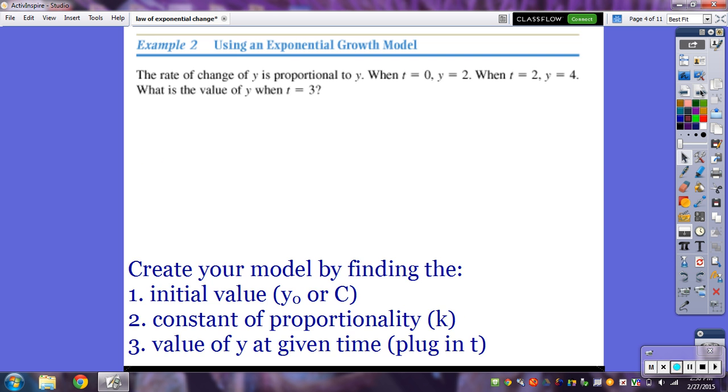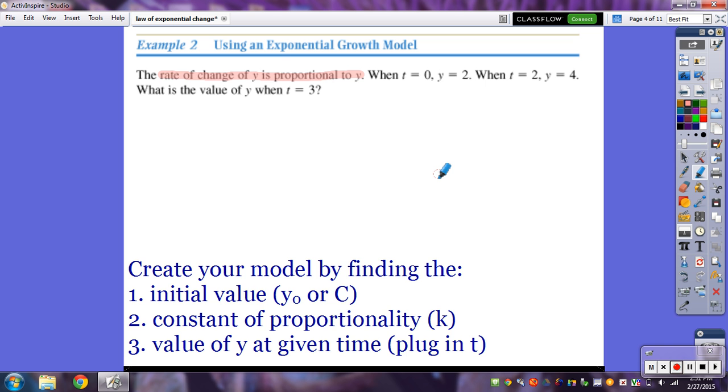So let's say our setup for our problem is the rate of change of y is proportional to y. And that's the key phrase that you are going to look for in these problems: the rate of change is proportional to whatever your situation is. The rate of change of the growth of the bacteria is proportional to the number of bacteria. It all means the same thing. And when you see that phrase, you can call to mind the model that we just created.